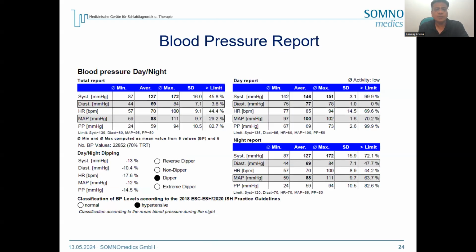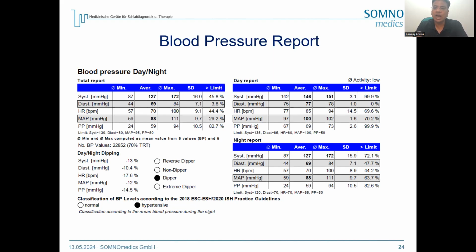So the blood pressure report. Most obstructive sleep apnea patients are hypertensive, so you need to measure their blood pressure. But how will you measure blood pressure? If you inflate a cuff, the patient will wake up. So in this case, we are giving you a beat-to-beat cuffless blood pressure, which gives you the whole night systolic and diastolic, both average and every 15 minutes.